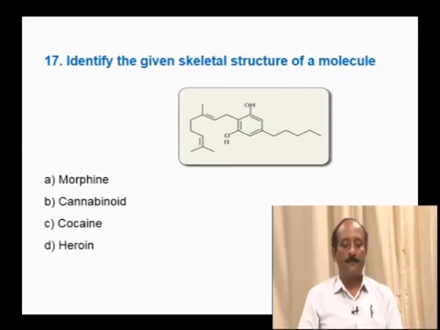Question number 17. Identify the given skeletal structure of a molecule. Here the molecular structure is given, and we have to identify the molecular structure of which abusing drug. Options are morphine, cannabinoid, cocaine, heroin. But here the given skeletal structure of a molecule is of the cannabinoid drug. Hence the correct option is option B.